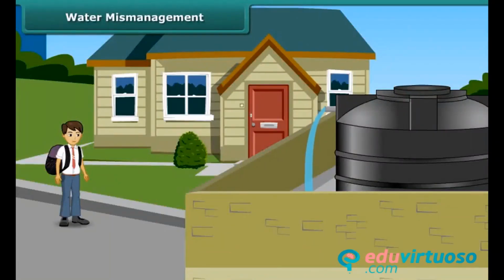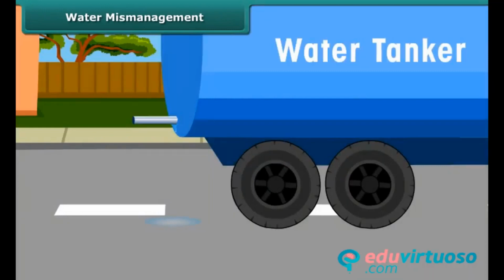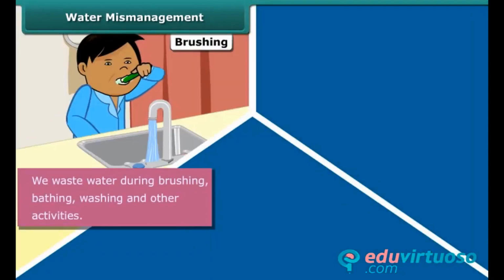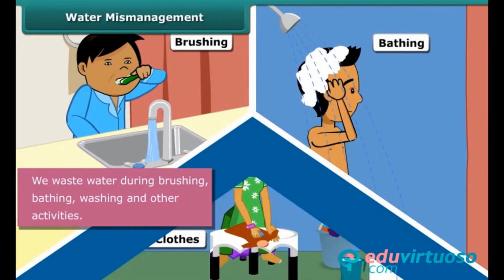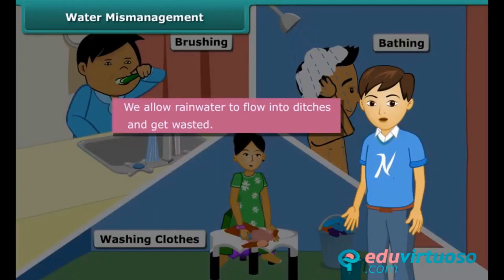On your way to school, you notice water overflowing from the overhead tanks in your locality. You see people using running water to wash their cars. You notice water leaking from a water tanker. All of us, knowingly or unknowingly, waste water during brushing, bathing, washing, and other activities. We allow rainwater to flow into ditches and get wasted. Does this wastage upset you?